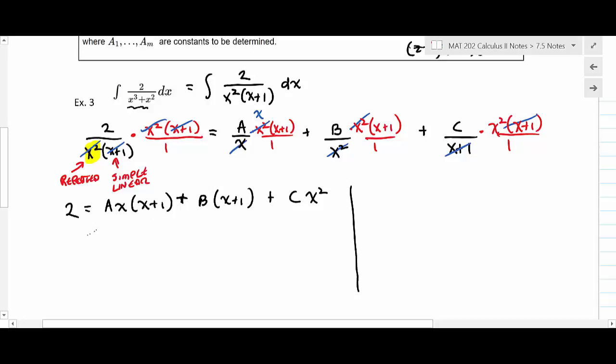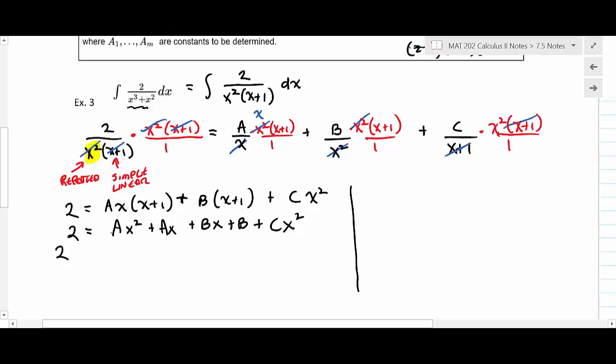I'm going to go ahead and multiply this out. And again, you want to try to do as much of this in your head as you can. That's Ax squared plus Ax plus Bx plus B plus Cx squared. And then just group everything together.